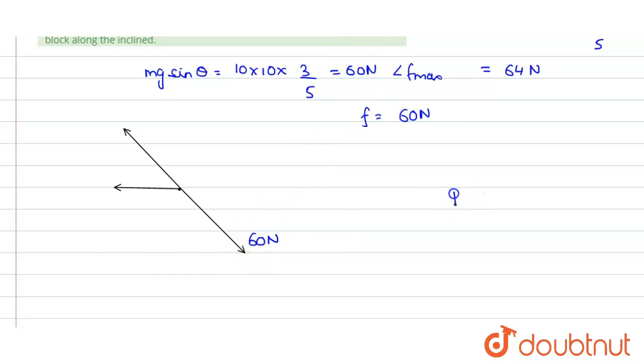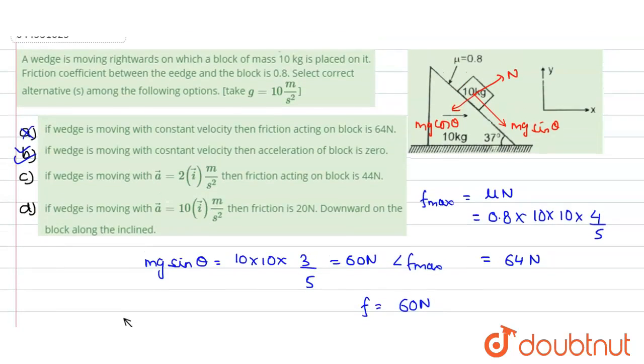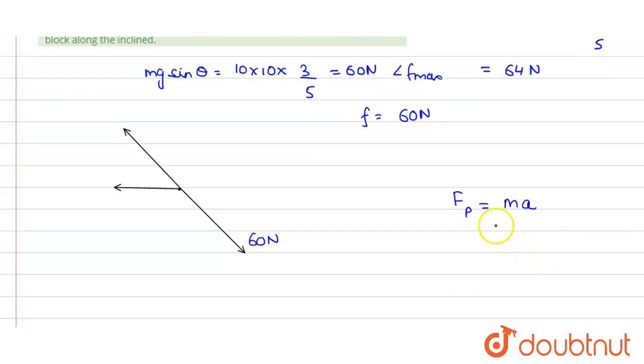Now what is the pseudo force? F pseudo equals mass of the block into our acceleration. Mass of the block is given as 10 and acceleration is 2, so it would be 10 into 2. That means this would be equal to 20 Newton.